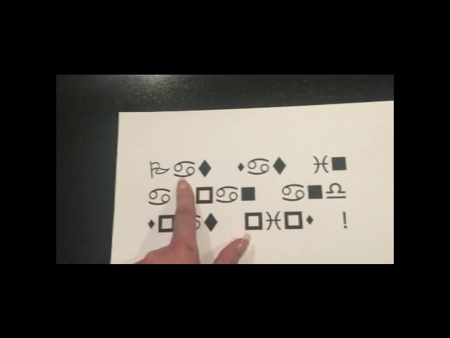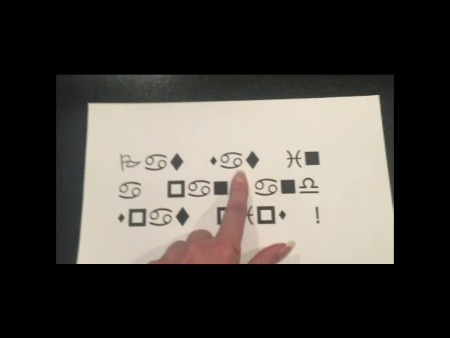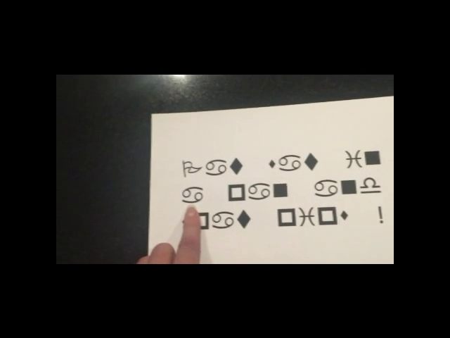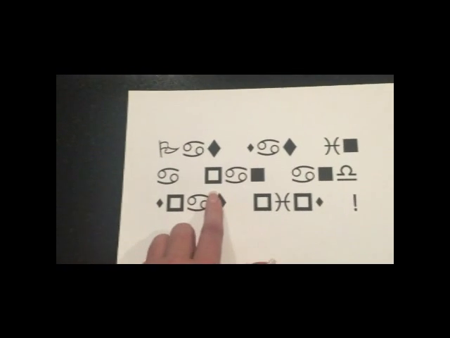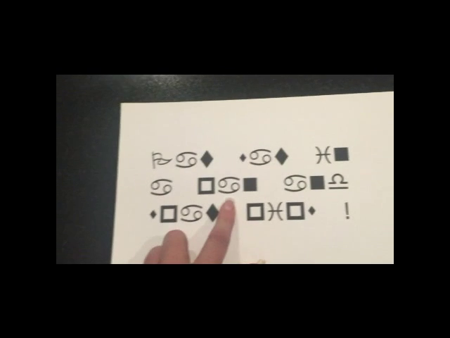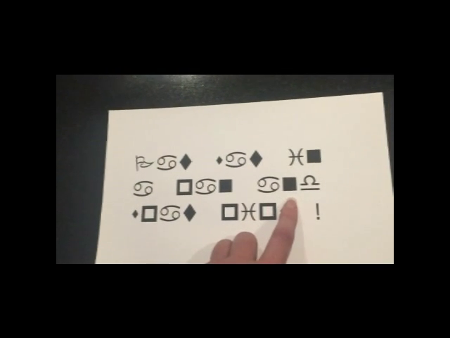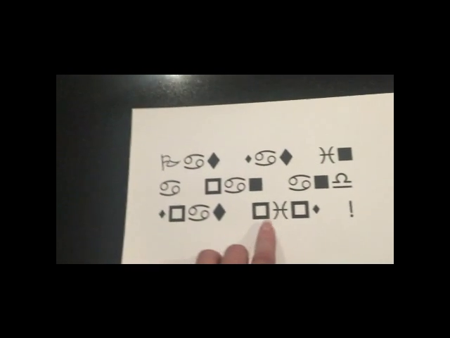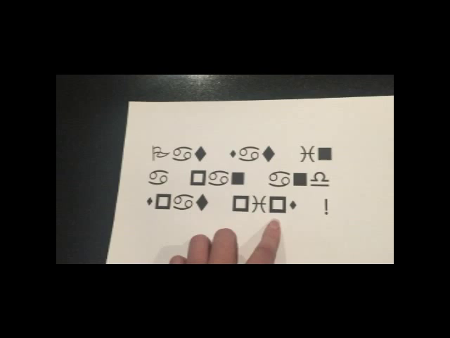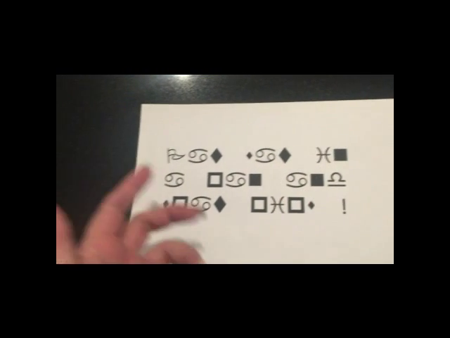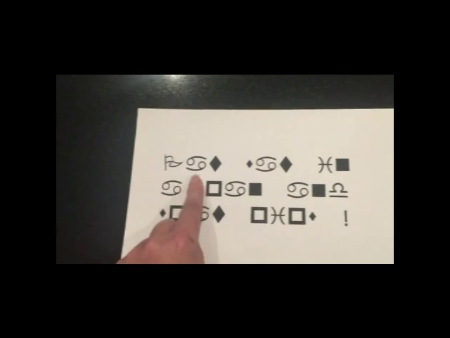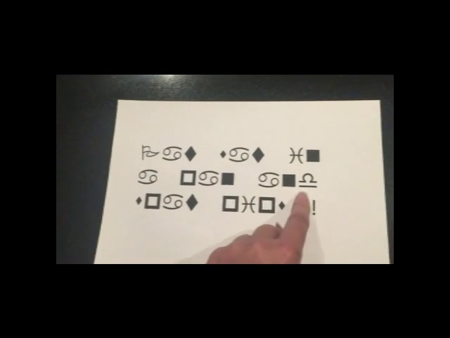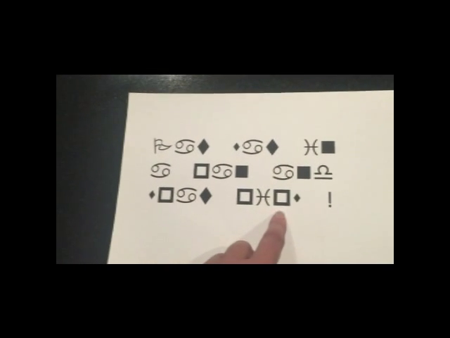P-a-t, pat. S-a-t, sat. i-n, in. p-a-n, pan. a-n-d, and. s-p-a-t, spat. p-i-p-s, pips. And then we do it together. So as a couple, as a pair, two people, we do it together. Pat sat in a pan and spat pips.